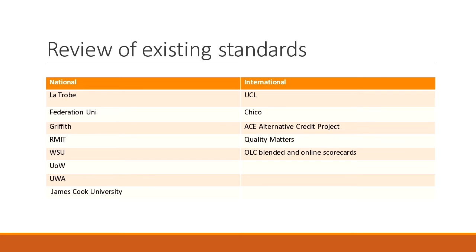In terms of the review that a few of us in our team have had a look at, we went through and found online a number of standards and policies. So this review is just some key findings, and it encompassed La Trobe, Federation Uni, Griffith, RMIT, Western Sydney, which Lene demonstrated prior, Wollongong, UWA, James Cook, and then a few international. Part of what I'll do is talk a little about Quality Matters as well, because I did some training recently through the rubric.